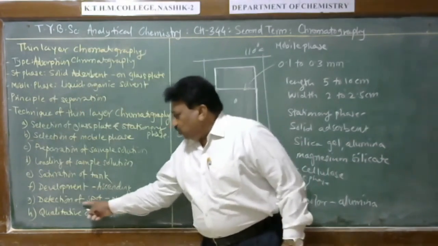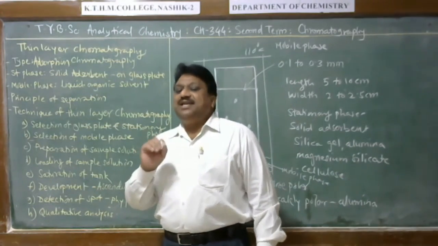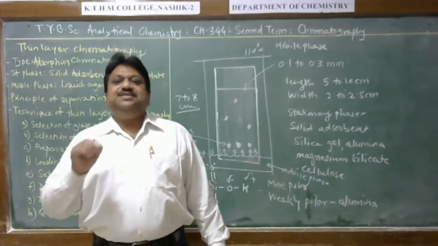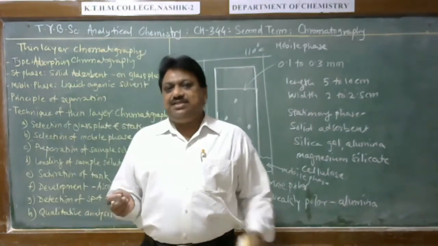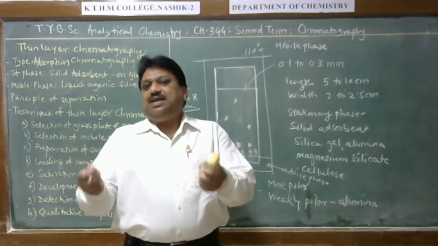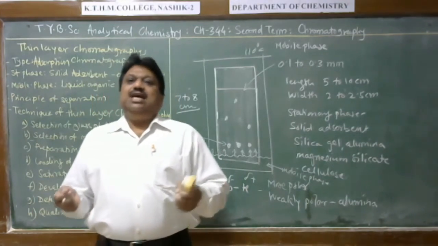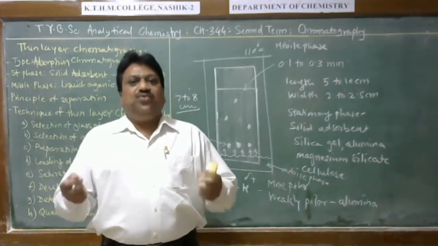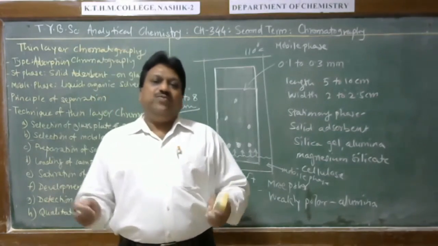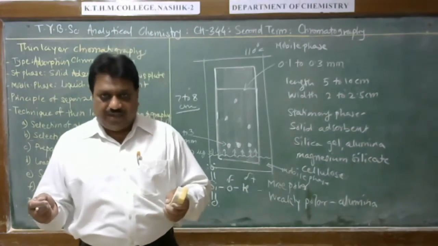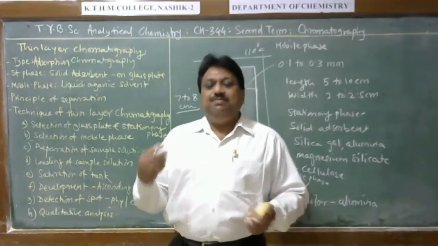After that, we have to detect the spot. We have to locate the position of the separated spot on the glass plate. This is done by means of physical and chemical methods. In the physical method, we simply observe the glass plate under a UV lamp. If fluorescent material is present, it shows fluorescence and we can locate its position by observing the plate under the UV lamp. If fluorescent material is absent, then chemical methods are used.